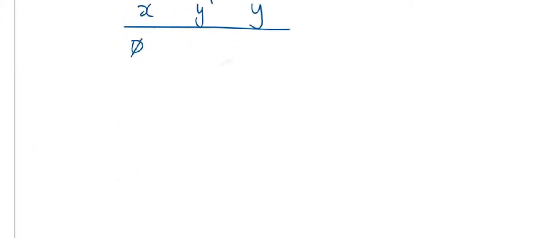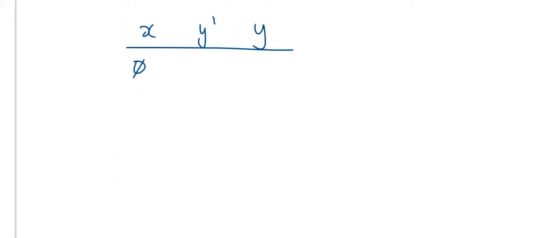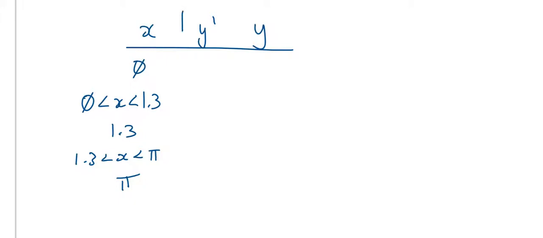And from there, it's more or less the same. There's no reason to. 0 less than x less than 1.3, 1.3 less than x less than pi. And again, pi is at the top, the other side of the interval, so I can just stop there.